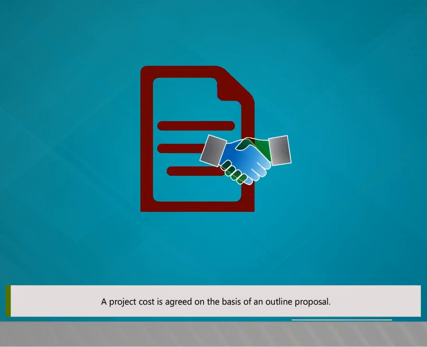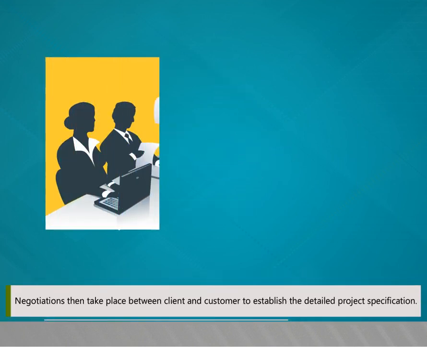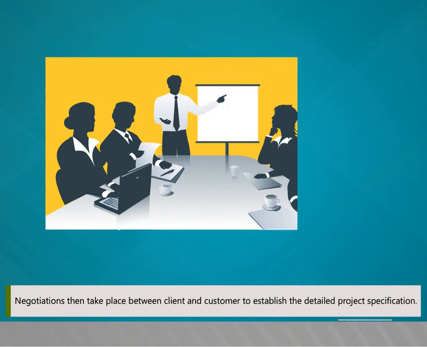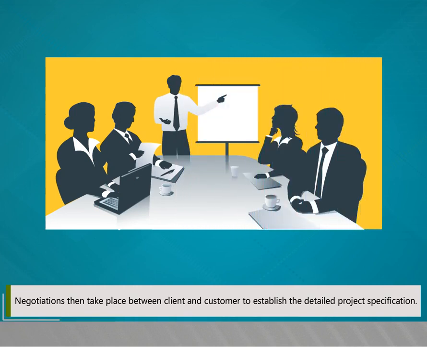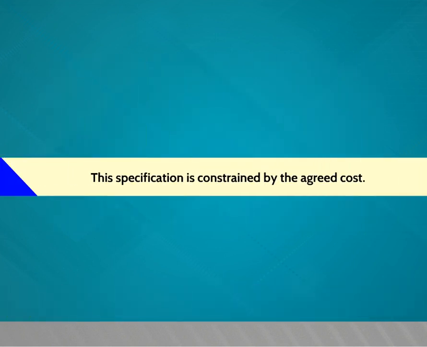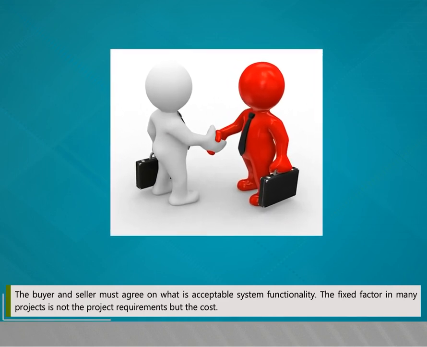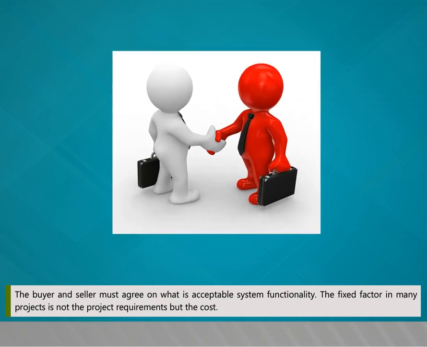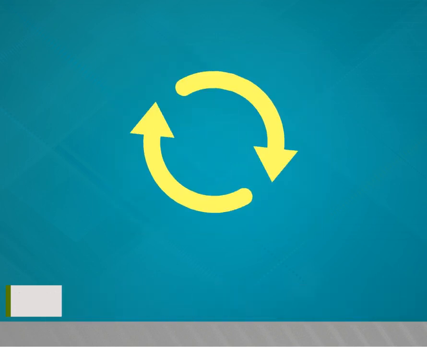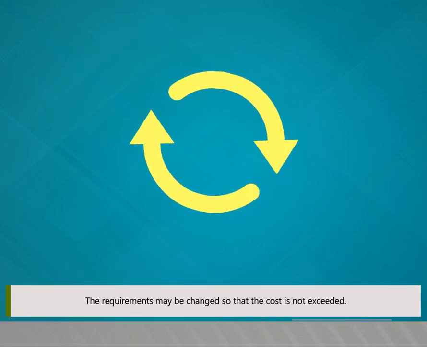A project cost is agreed on the basis of an outline proposal. Negotiations then take place between client and customer to establish the detailed project specification. This specification is constrained by the agreed cost. The buyer and the seller must agree on what is acceptable system functionality. The fixed factor in many projects is not the project requirements but the cost. The requirements may be changed so that the cost is not exceeded.